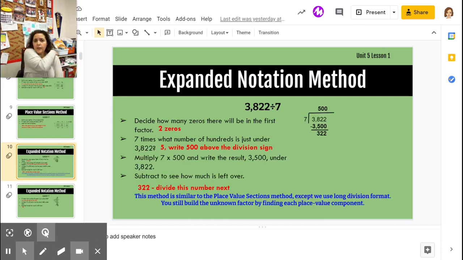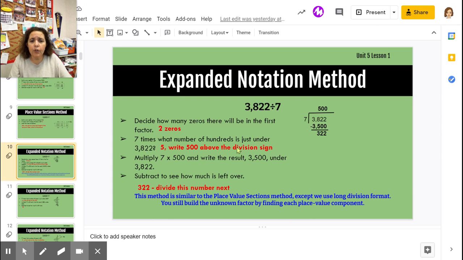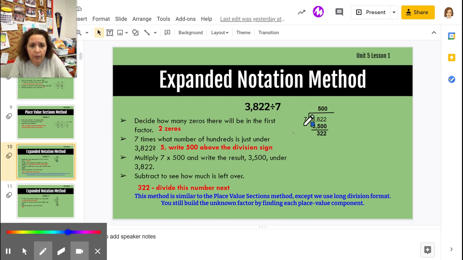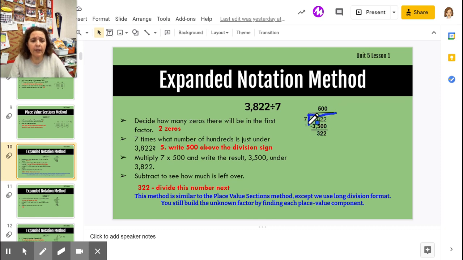Now let's take a look at it using the expanded notation method. It's similar to the place value sections, except that we're building up. This form is written the traditional way, how you're used to seeing the division symbol. Same thing: 7 doesn't go into 3, but it goes into 38. 7 times 5 is 35. And then I still have my 22 here, so those have to be zeros, because 7 times 5 is 3,500. Same thing, subtract, and I get 322.